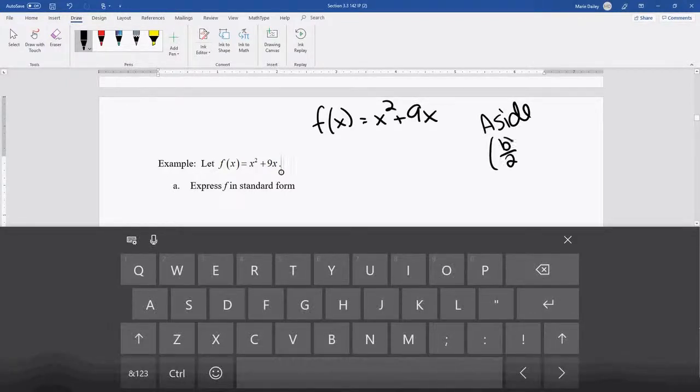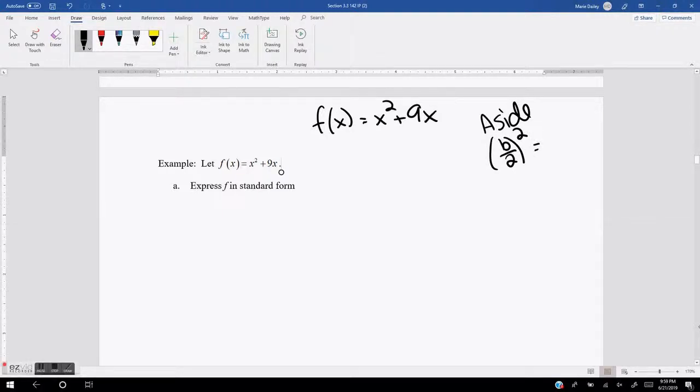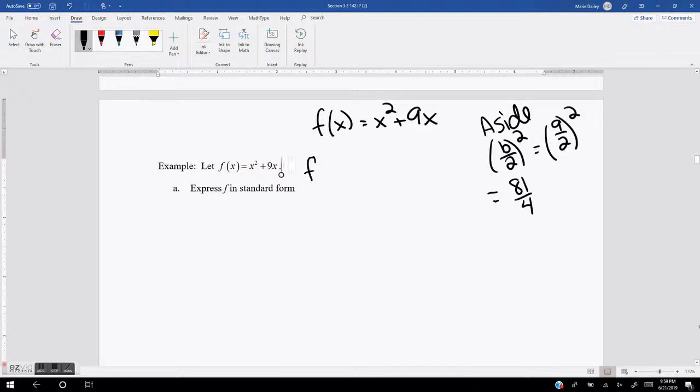Again, that's going to be b over 2, and we're going to square that. Now, mind you, b is the coefficient of x. Since 9 is not evenly divisible by 2, we're going to square top and square bottom to give me 81 over 4. Adding that magic number to both sides.